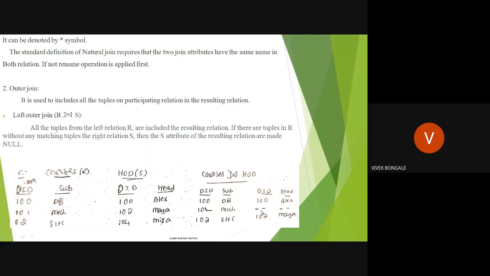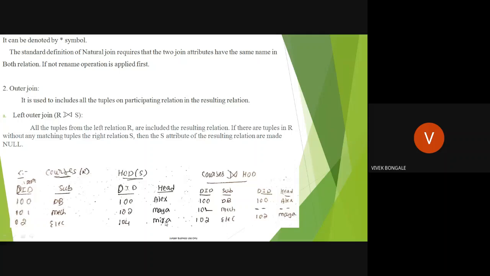Here we have placed it as a dash, that is the null value. Then 102: 102 electrical, Maya. 103 is not there. 104 is there on the right hand side, but since we are comparing from left side to right side, we cannot place a null value on the left hand side, that is the course table. So this is regarding the left outer join.